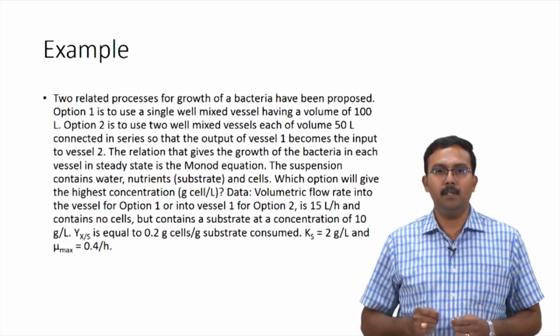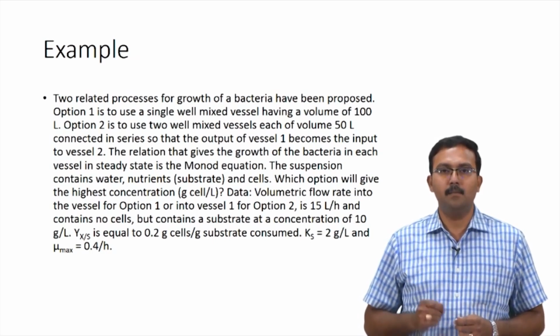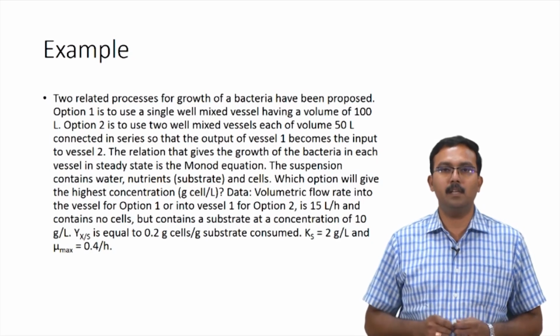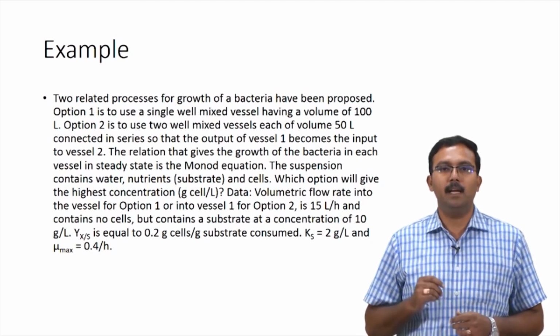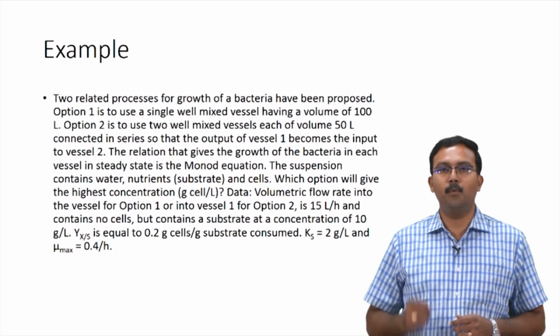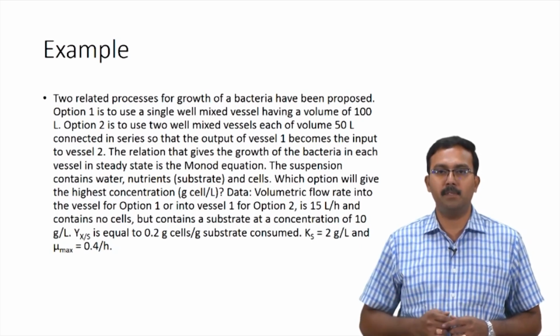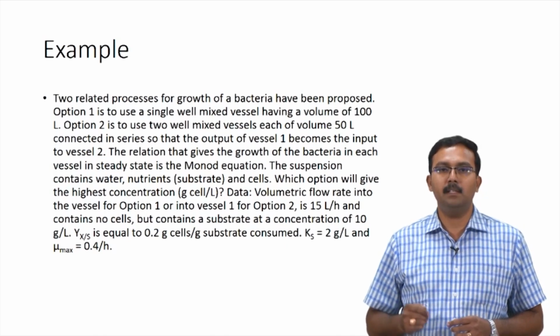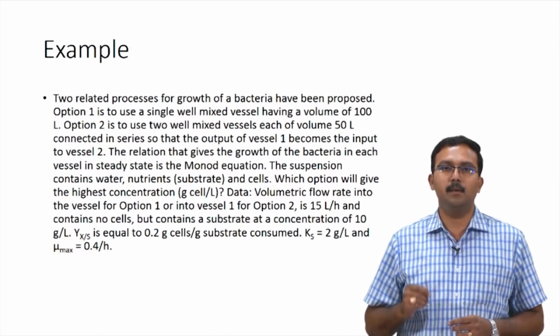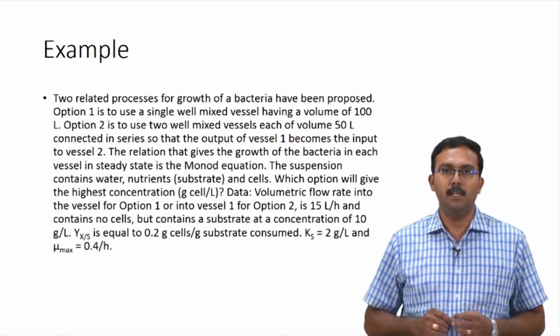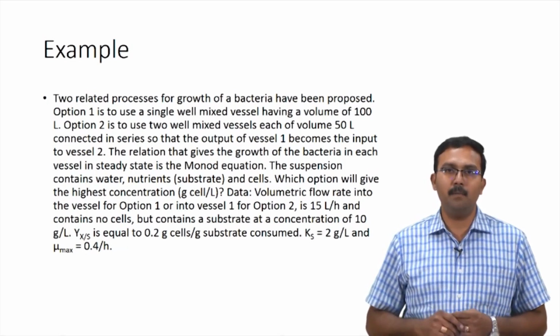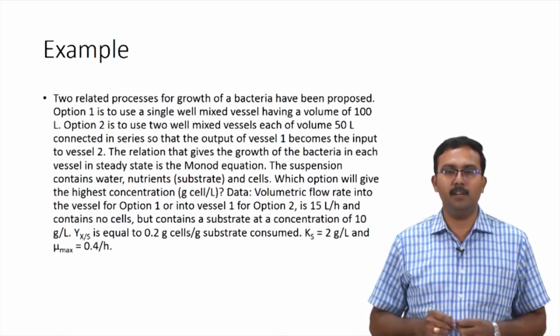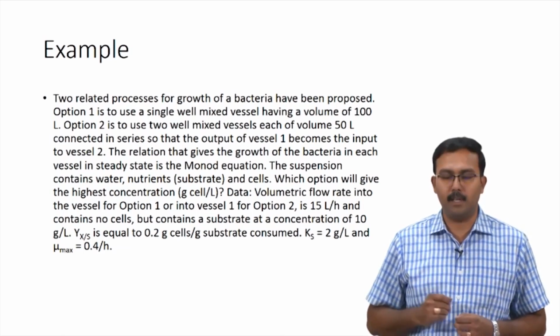15 liters per hour and contains no cells, but it contains a substrate at the concentration of 10 grams per liter, and Yxs is given as 0.2 grams of cells per gram of substrate consumed, and Ks is 2 grams per liter and mu max is 0.4 per hour. With all this information, let us perform the material balance calculations to identify which of the two systems will give us the higher biomass concentration.